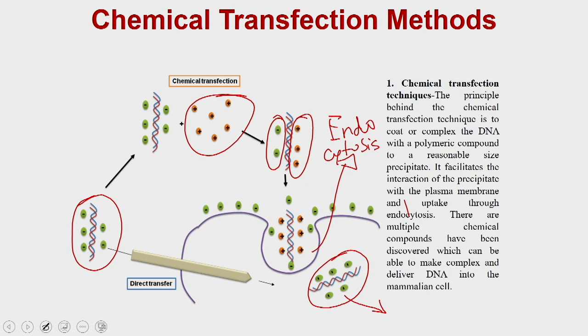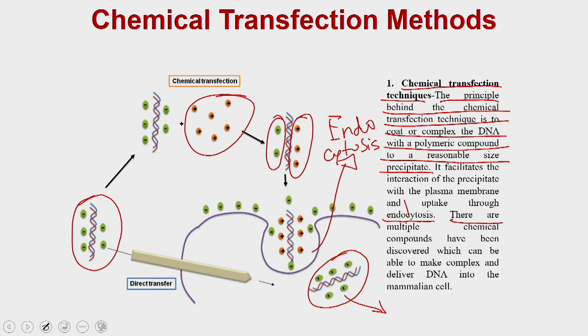So as it says, the principle behind the chemical transfection method is to coat or complex the DNA with a polymeric compound to a reasonable size to precipitate, which means you are going to generate macro size particles. Once you generate macro size particles, these particles are going to be taken up by the plasma membrane, a process known as endocytosis.